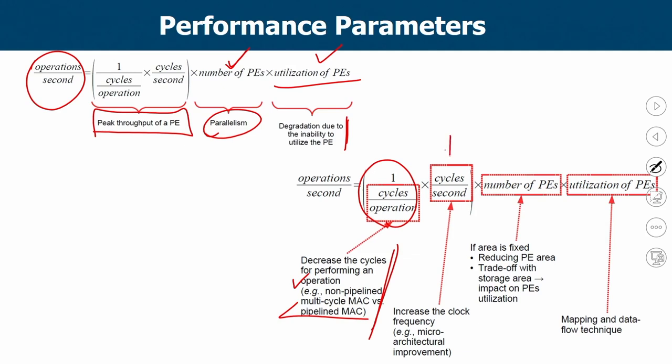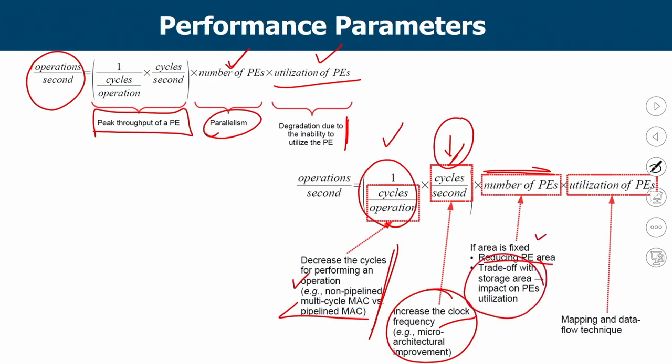Now, cycles per second depends upon increasing the clock frequency. It is a micro-architectural improvement that you do. So, one is a pipeline design, an architectural level optimization of the unit which performs the convolution, and how fast you can clock it. And then here, it is about scalability, a larger TCMP. If the area is fixed, you reduce the PE area. It is a trade-off between storage and the impact on PE utilization. And then you use an excellent mapping algorithm, which will tell what kind of dataflow technique you have. So, in short, we learned in what way your TCMP architecture is going to be crucial as far as the performance of a neural network application is concerned.